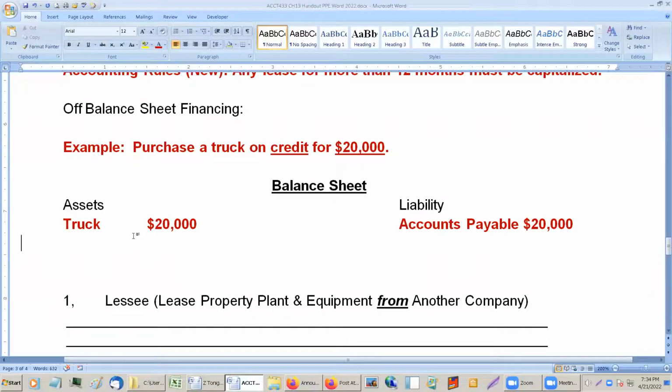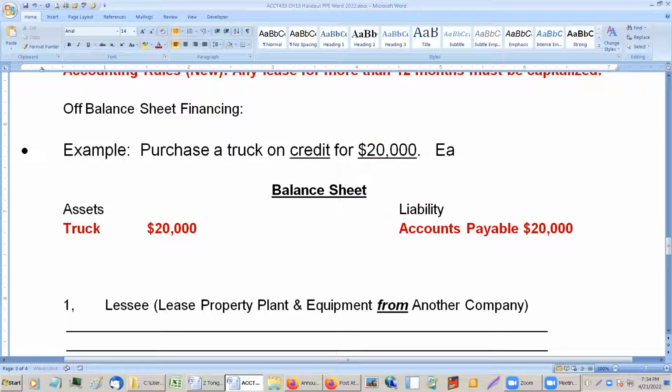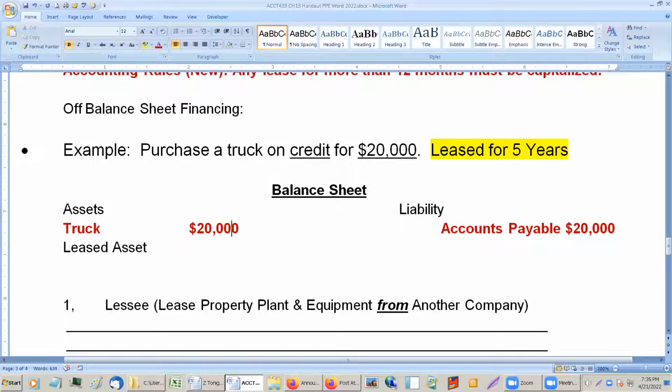So if this was leased instead, well, what they've leased for 5 years, it would look like this. Leased asset, it may go a little bit and tell more what it is, but it would still be on the books.